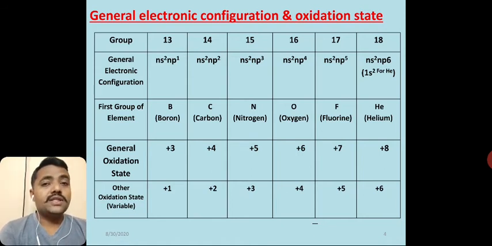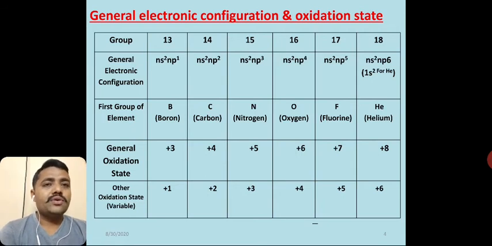General oxidation state is +3, which means how many electrons are present in the last shell, and you can calculate its oxidation state as well as its valency. Another one is +1. +1 is a variable oxidation state, which means one or more oxidation states are available for an element. They are also noted for variable oxidation states.